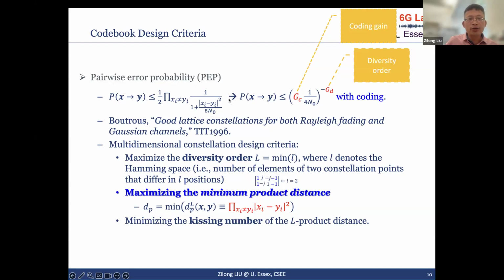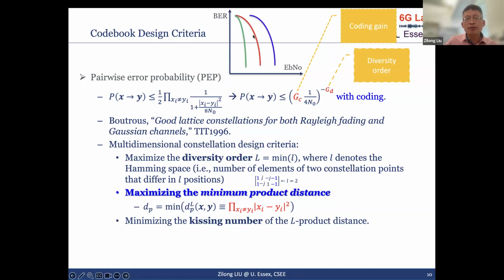Now it turns out that we just need to maximize the minimal product distance, which is shown here, if our channel is a Rayleigh fading channel, okay? But once we have a Gaussian channel, in this case we can prove that we simply need to maximize the minimal Euclidean distance, all right? So this is one of the major design criteria. Besides that, we also wish to maximize the diversity order.